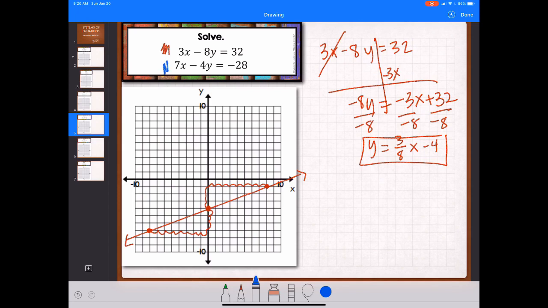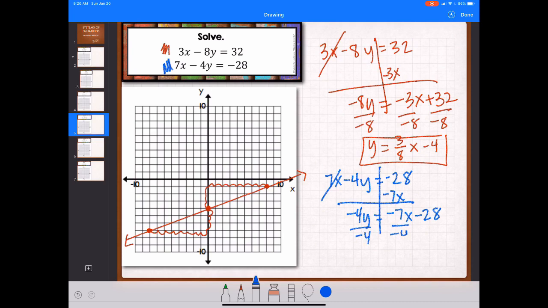Okay, next equation, 7x minus 4y equals negative 28. Solve for y. Subtract 7x. Negative 4y equals negative 7x minus 28. Divide by negative 4. Y equals 7 over 4x plus 7. So my y-intercept is at 7. Slope is 7 over 4.